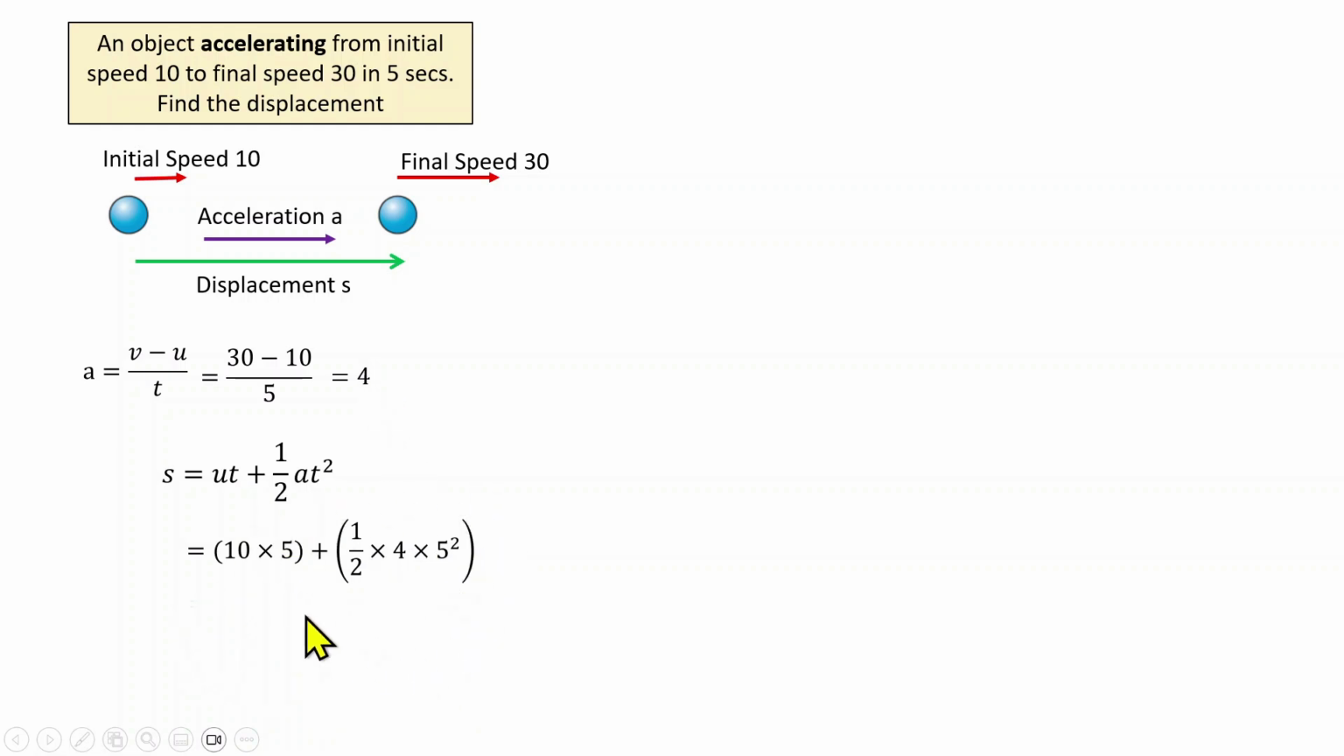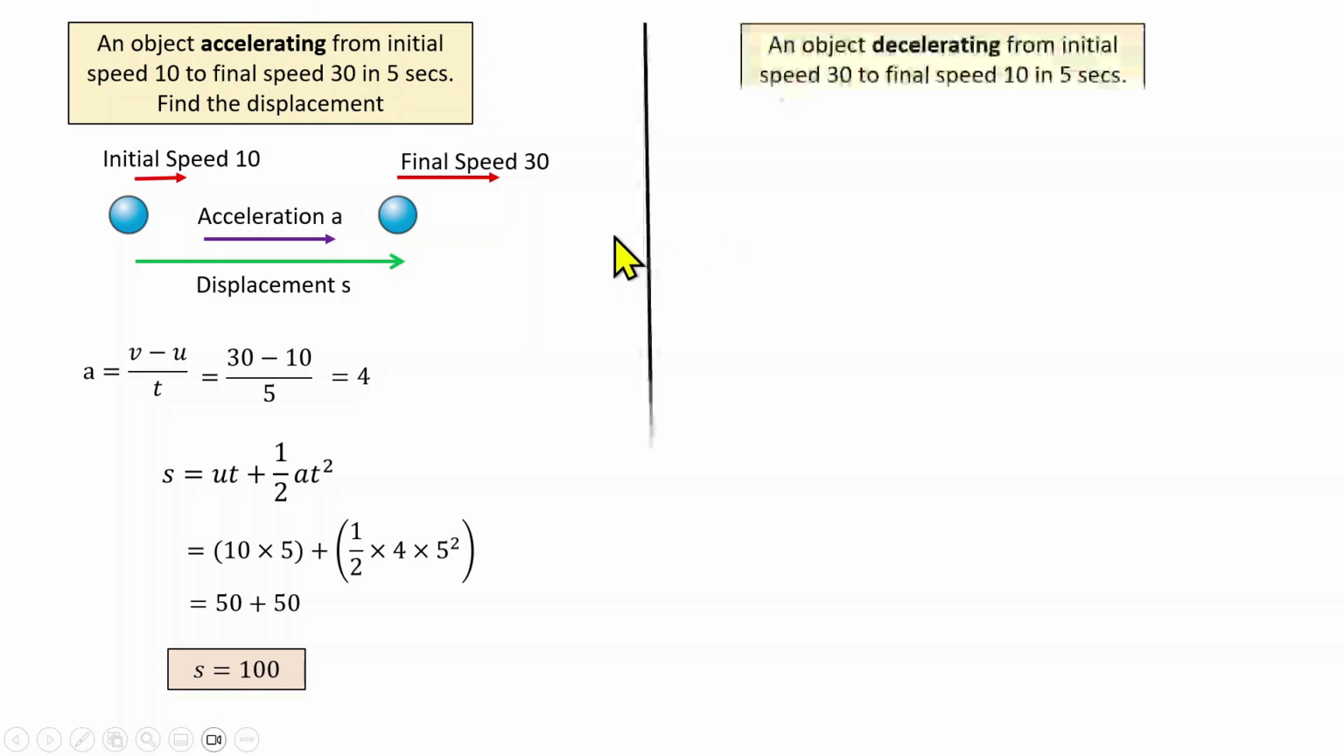And if we simplify this expression, we will get the value of displacement as 100 meters. Hence, the displacement of the object is 100 when it was accelerating from 10 to 30 in a span of 5 seconds. Now, let us consider another situation which is similar to the original one but with a slight difference.